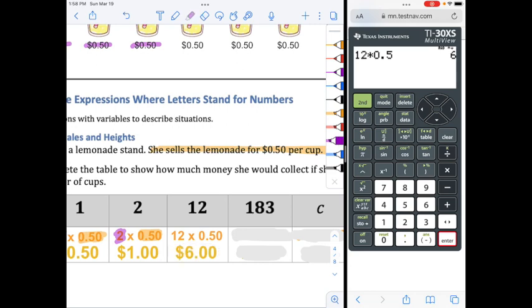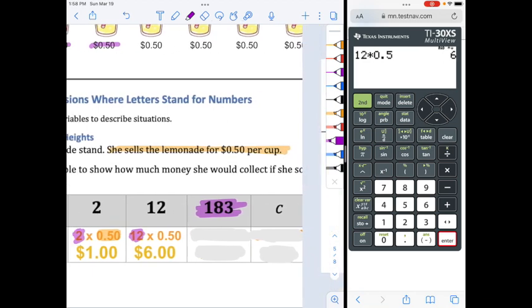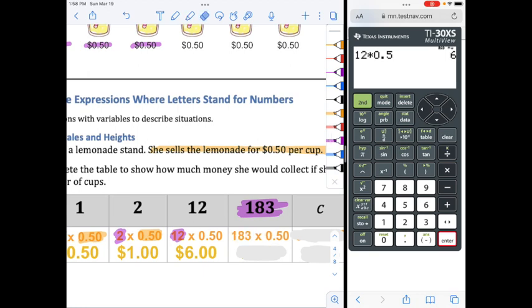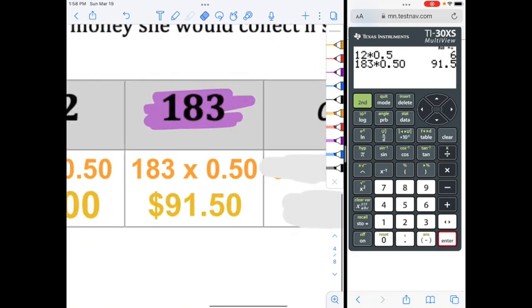But what if Lynn sells 183 cups? Again, the number in front is what it keeps on changing. First it was 1 times, 2 times, 12 times. So this time it's going to be 183 times 50 cents. 91.5. And if you remember, money always has 2 digits, so don't forget to add this extra 0.